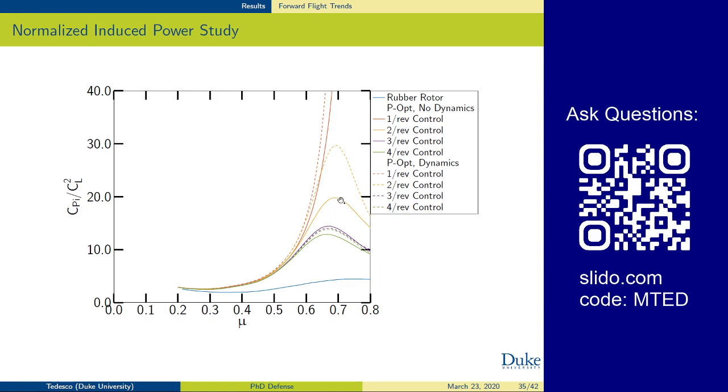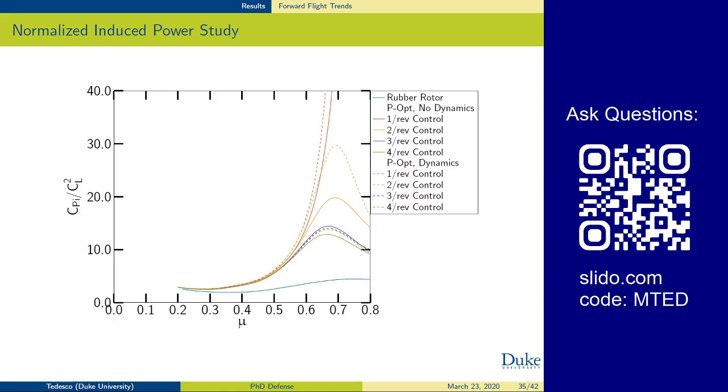And we notice that for the 2 per rev control, there's actually a large difference between the with and without dynamics. But for the 3 and 4, there really isn't. Part of the reason for this is that the 1 per rev control near this advance ratio can't maintain trim. That's actually what Ormiston found. And so the 2 per rev control is basically being forced to maintain trim and can't focus on other things like reducing the power that might be added by the vibration.